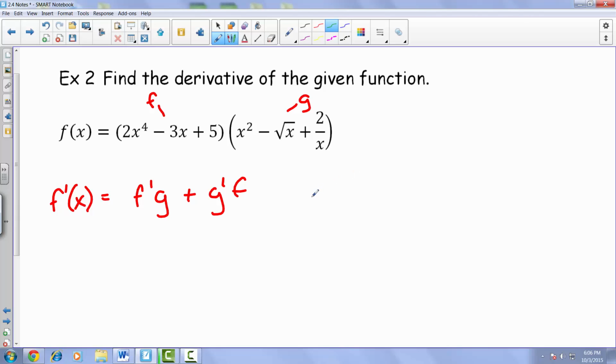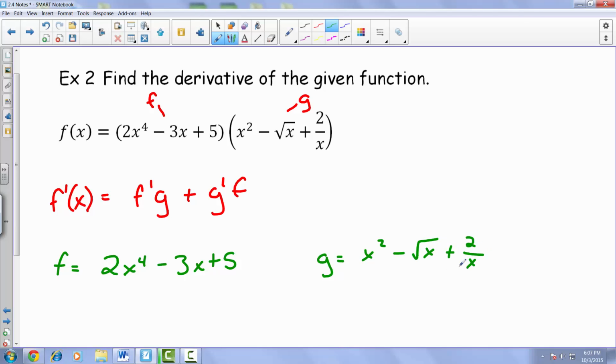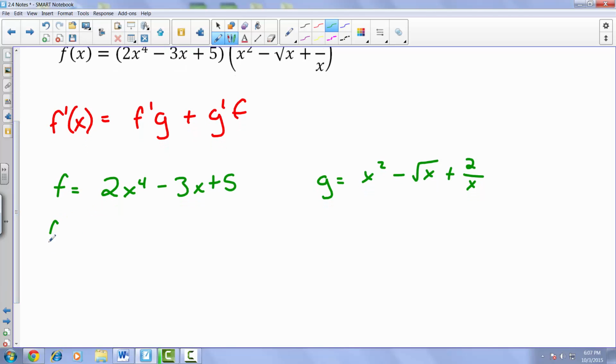As a result, we're going to let f be this 2x to the fourth minus 3x plus 5. And we're going to let g be this x squared minus the square root of x plus 2 over x. Now for our f function, it's actually not too hard to take the derivative of. That just comes out to be f prime is equal to 8x to the third minus 3. Derivative of this constant would just be 0.